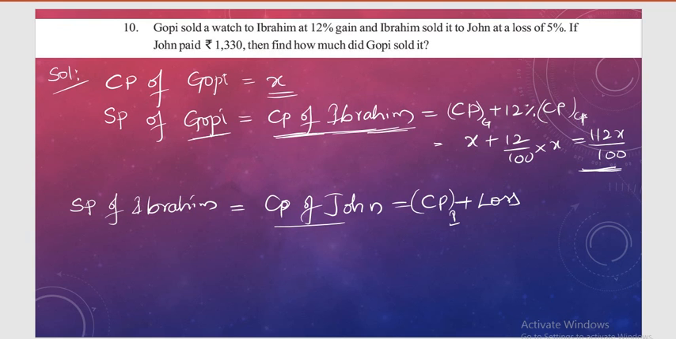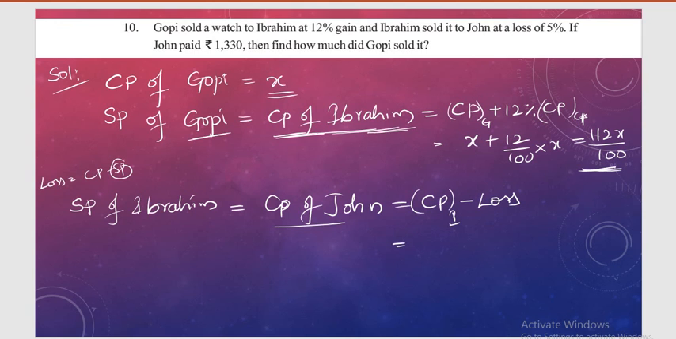So that is the question, right? For that, what do we need to do? We need to take the formula. Loss is equal to SP minus CP only, no? Sorry, it is CP minus SP only, no? Now I am talking about the SP of Ibrahim. If I want SP, what should I do? CP minus loss. So here it is CP of Ibrahim minus loss.